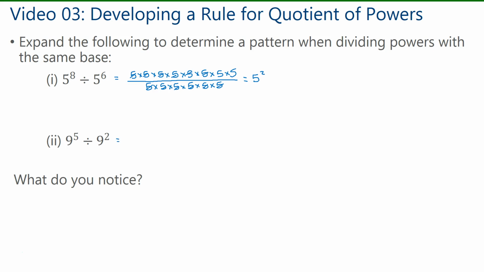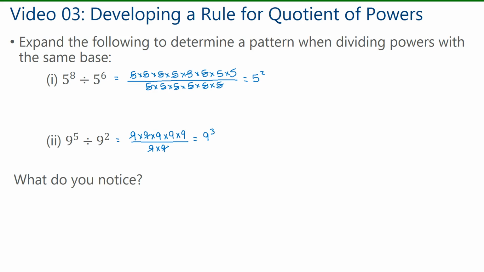Now for number 2, we have 9 to the 5, which is the same as 5 9s being multiplied together, divided by 9 squared, which is 9 times 9. Now canceling a 9 in the numerator with a 9 in the denominator, we are now left with 3 9s. 9 times 9 times 9 is 9 cubed.